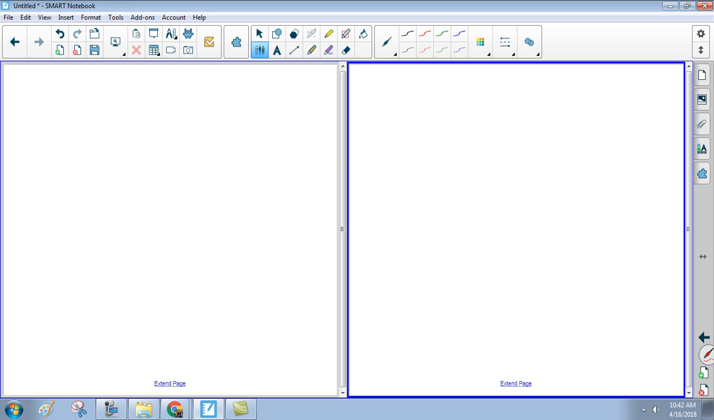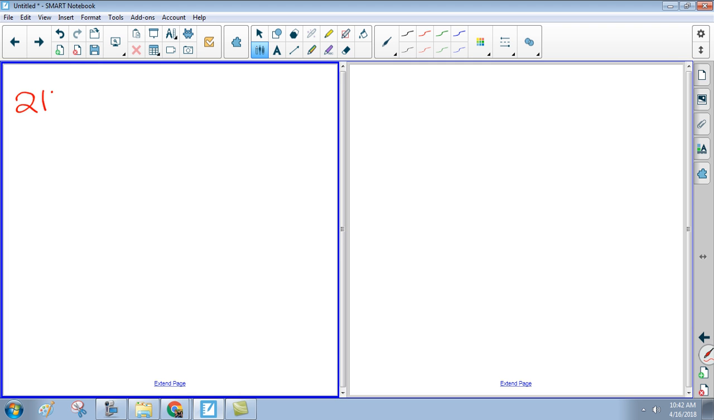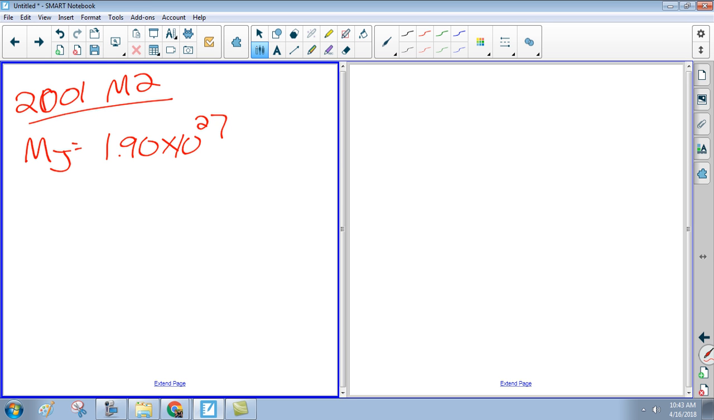Okay, so here we go. This is the 2001 mechanics, number 2. All right, so it says an explorer plans a mission to place a satellite into a circular orbit around the planet Jupiter, which has a mass of 1.90 times 10 to the 27th kilograms, and a radius of 7.14 times 10 to the 7th meters.